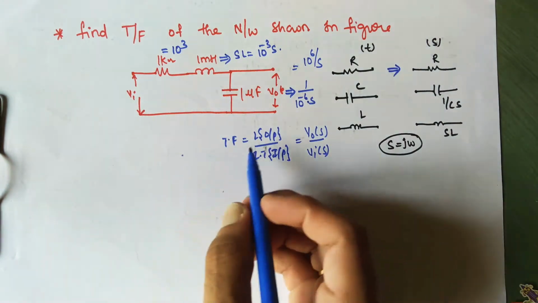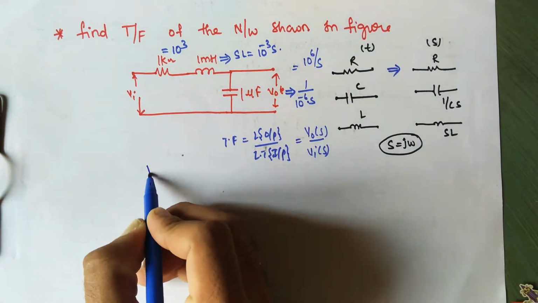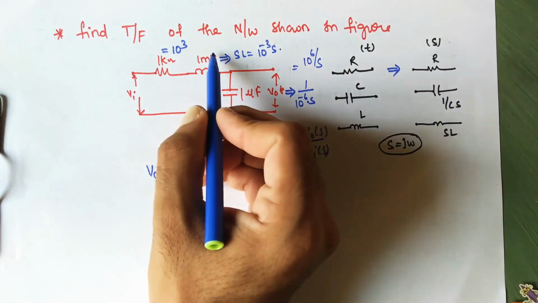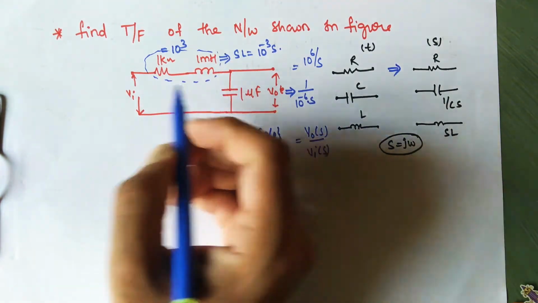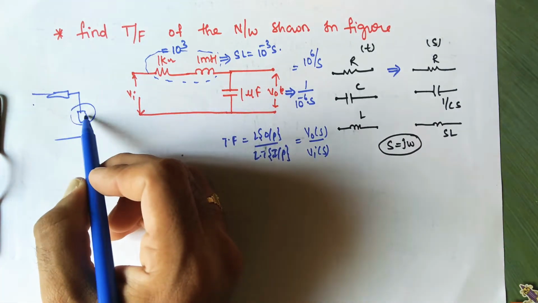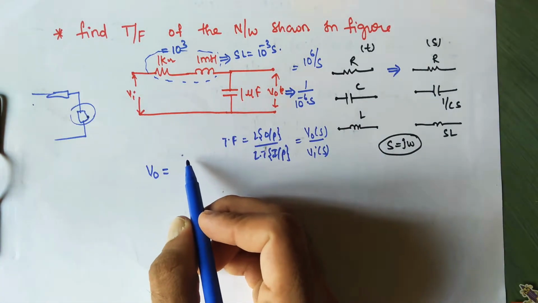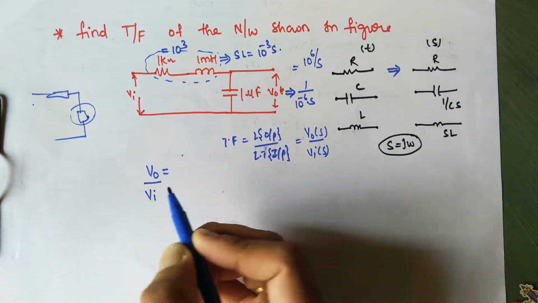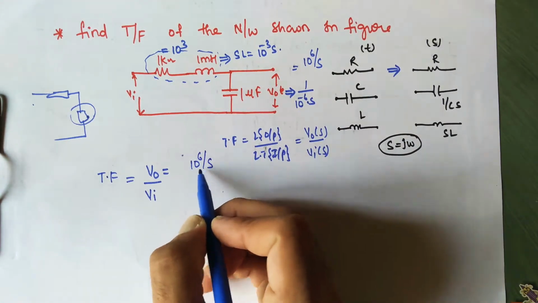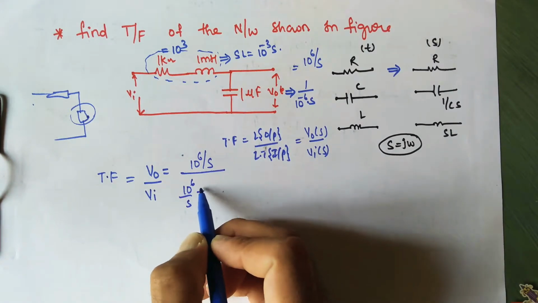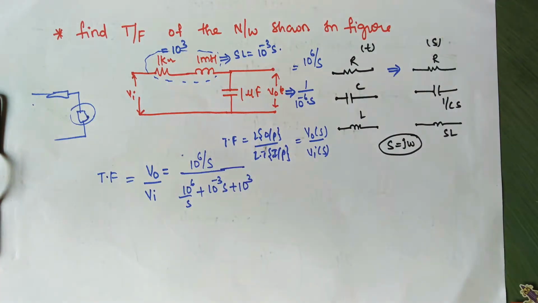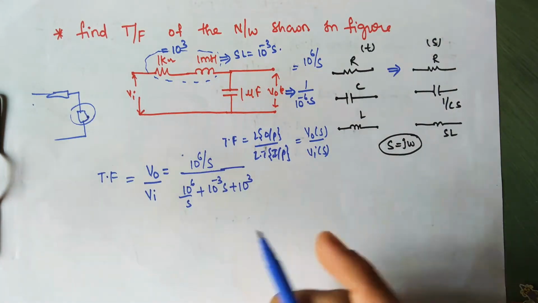Now you can write the output as V input times this impedance by the total impedance, since these two are in series, as you can observe. So if you want the output, you write V input into this resistance by total resistance. Instead of writing V input on this side, I am directly writing the ratio, so I get the transfer function directly, which is equal to 10 power 6 by S by 10 power 6 by S plus 10 power minus 3 into S plus 10 cube. If you simplify this, you will get the transfer function of the system.